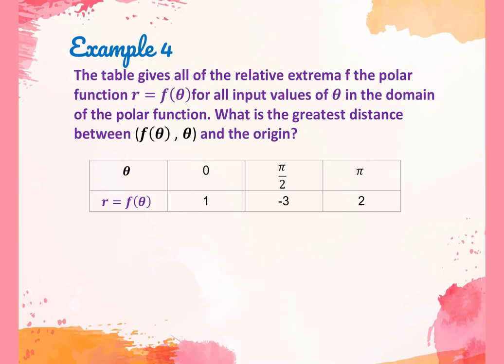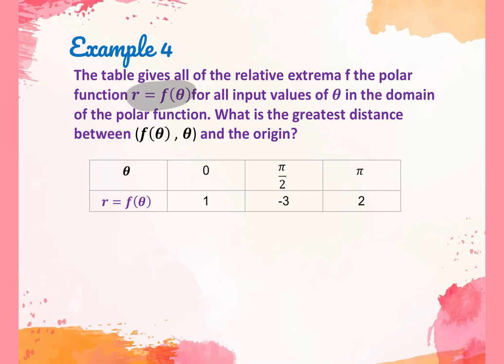so this one says the table gives all the relative extrema of the polar function R equals F of theta. So it's going to start to describe the graphs as this. That just means a polar graph. That's all that means, okay? For all the input values of theta in the domain of the polar function. There's like 17 extra words in the instructions of all of these. It just means here's a graph of a polar function, or here's the table values of a polar function.